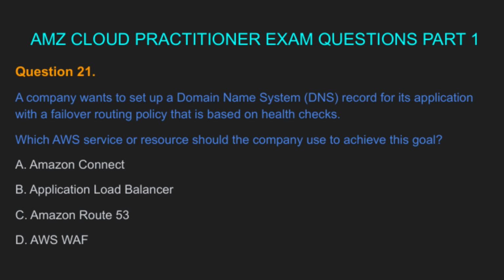Question 21. A company wants to set up a domain name system, DNS, record for its application with a failover routing policy that is based on health checks. Which AWS service or resource should the company use to achieve this goal? A. Amazon Connect. B. Application Load Balancer. C. Amazon Route 53. D. AWS WAF. The answer is C.